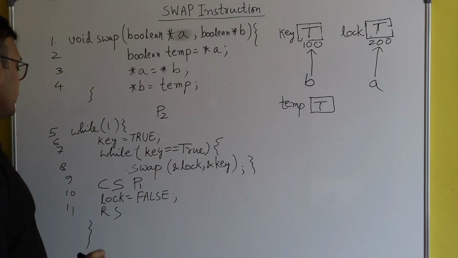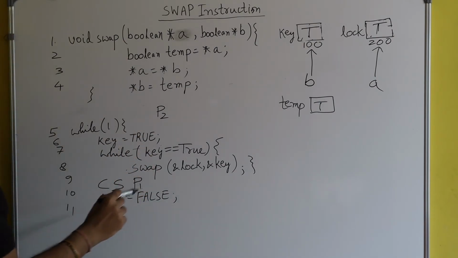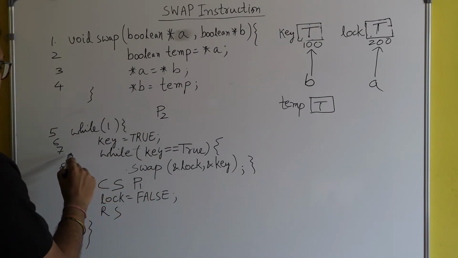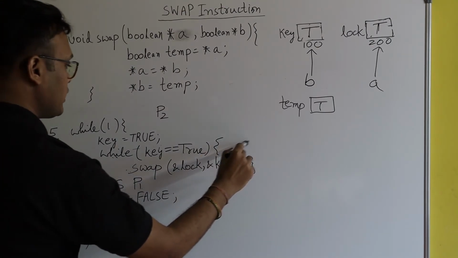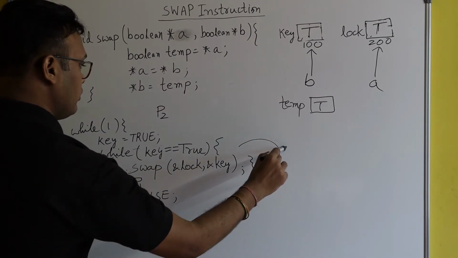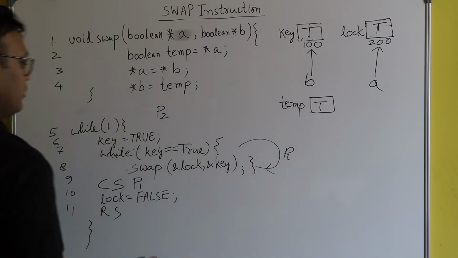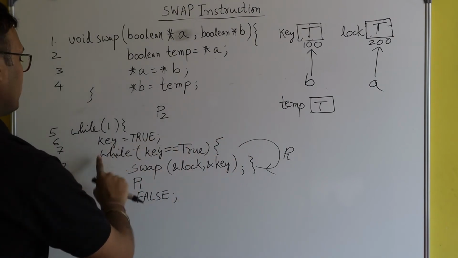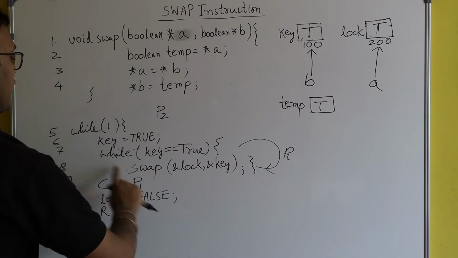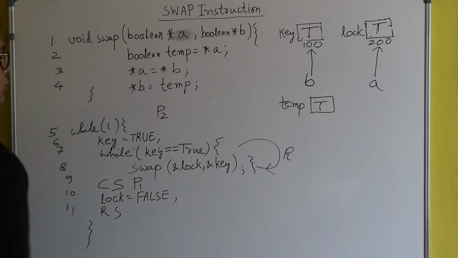So now you see P2 has got stuck in this while loop, that is in line number 7 and 8. P2 has been stuck here. It means what? P2 can't enter inside the critical section because P2 has got stuck in this while loop, line number 7 and 8. Fine.